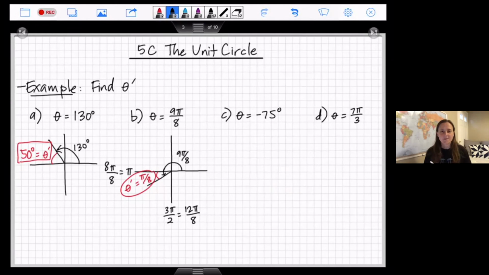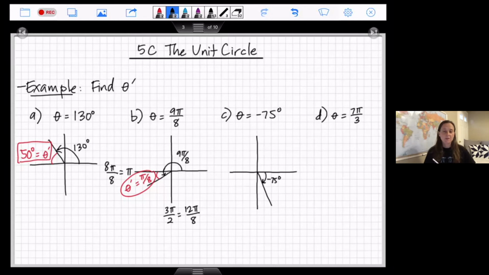Third angle, negative 75 degrees. Let's draw this one in standard position. So negative means I want to go clockwise. And I don't want to make it all the way to negative 90, so I'm right here, negative 75 degrees.